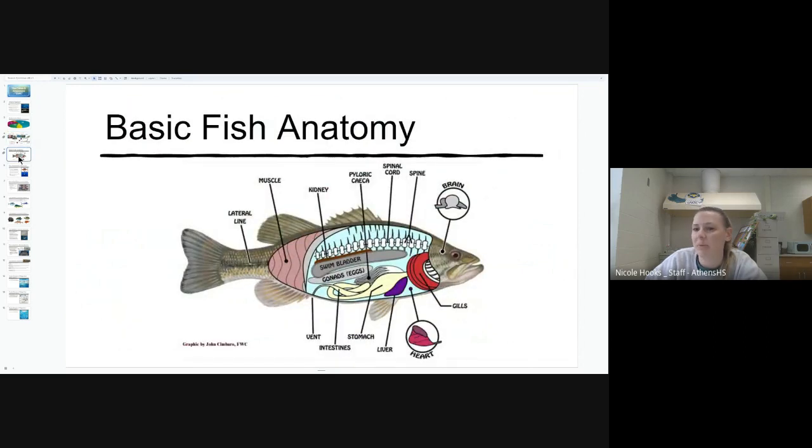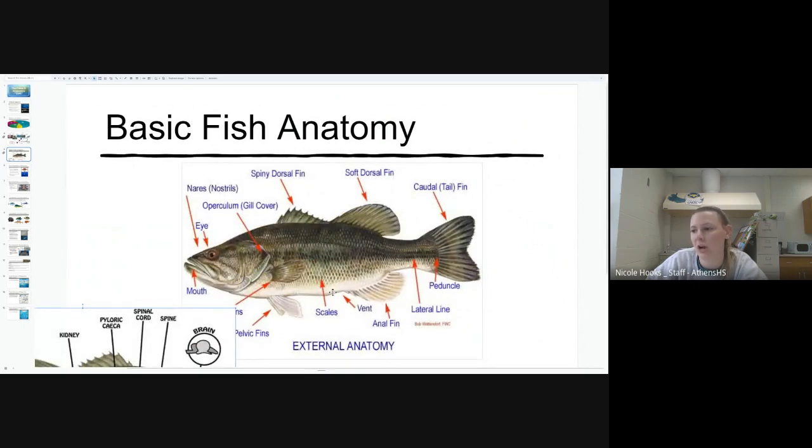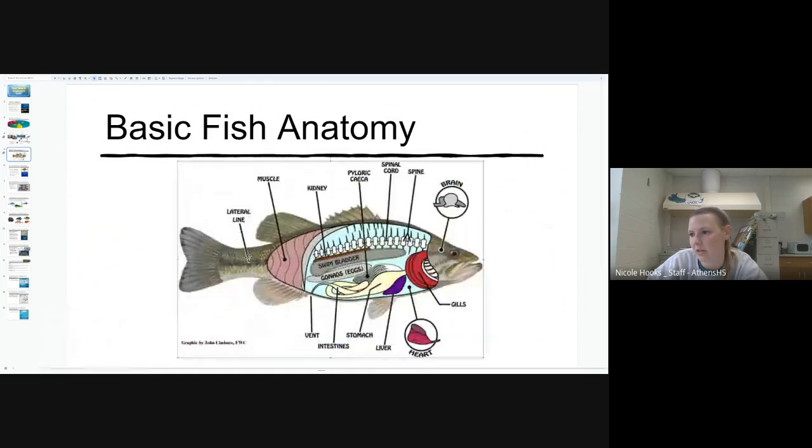And then we talked about basic fish anatomy, both internal and external. And so that's the internal picture here. And then that was the external picture. And we talked about this, took a quiz on it, and definitely should have known what operculum meant. A lot of us did not know what the operculum was.